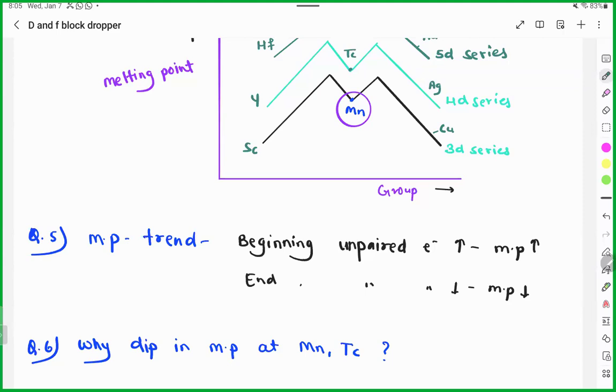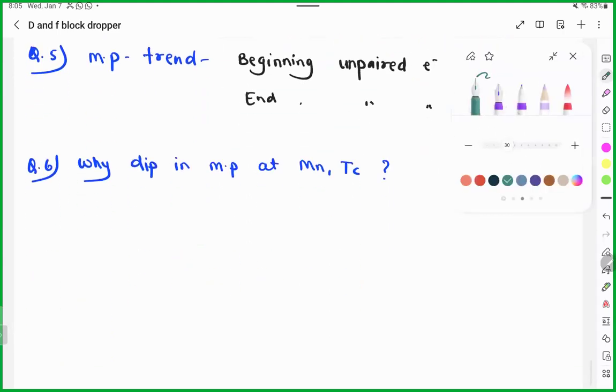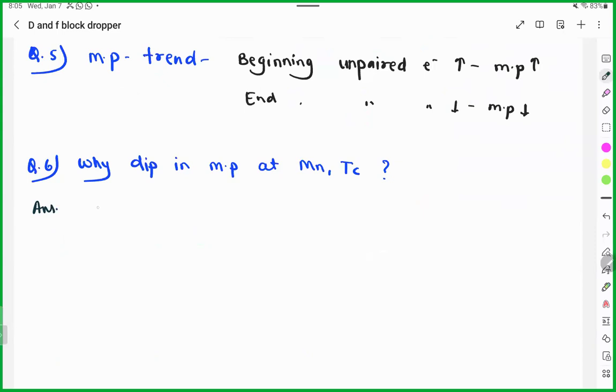So the answer is, for example, in case of manganese, the electronic configuration will be argon 18, 3d5, 4s2. It is a stable configuration. And why is it a stable configuration? Because of the half filled electrons. And when you have a stable configuration, what will happen? It will be tightly packed and delocalization will be less.